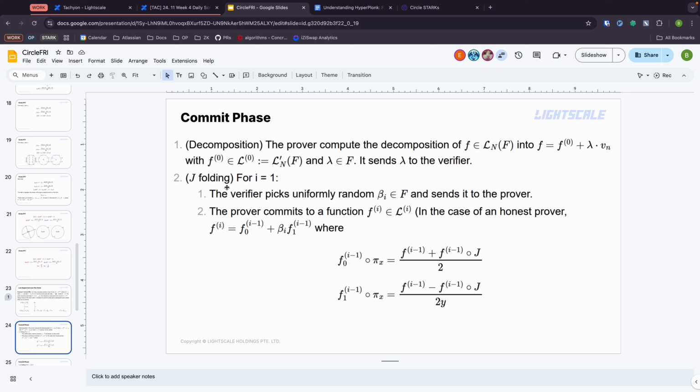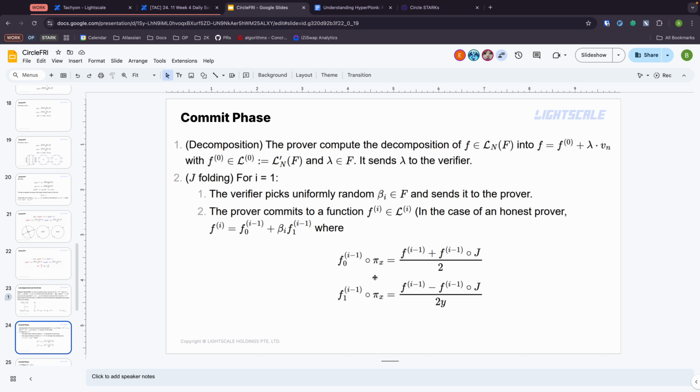And then we start doing the folding here. So in the first step, the random beta is sent from the verifier to the prover, and the prover commits to the function f1, which in the honest case is going to be f0 of beta, f1 of 0. So even and odd parts of the first f0, randomly combined with the beta.